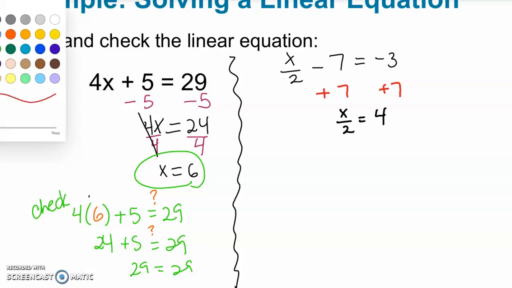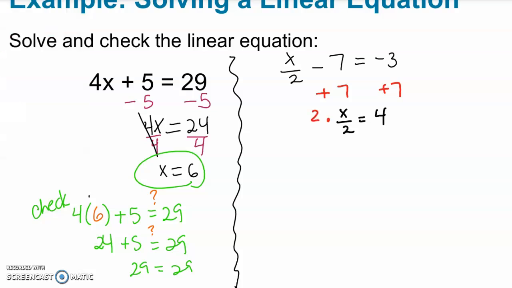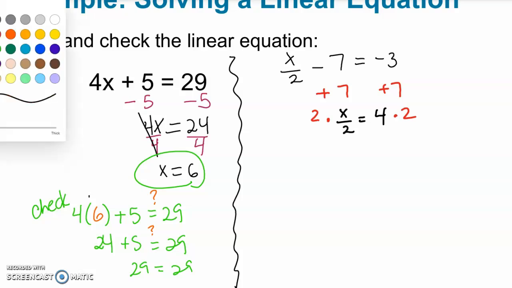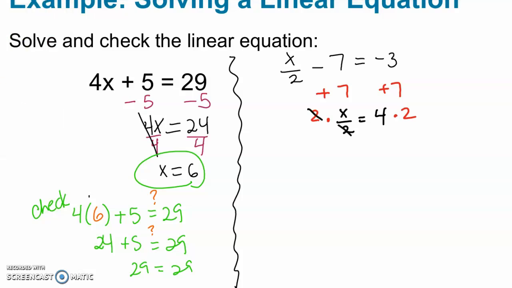Because this is division by 2, I need to do the opposite. The opposite would be to multiply by 2. What I do to one side, I have to do to the other. Here, the 2 will cancel out this denominator, leaving me with 1x, and I get the answer of 8.